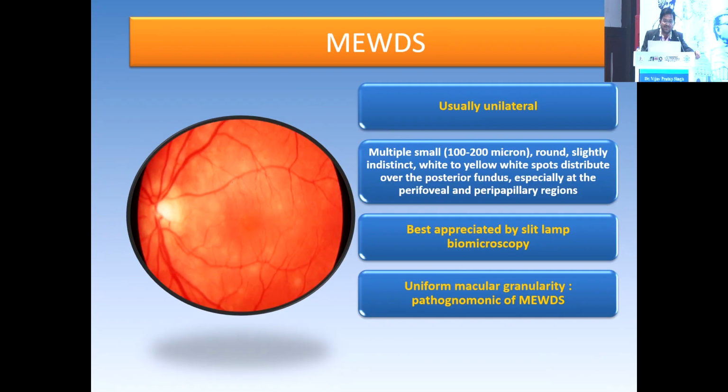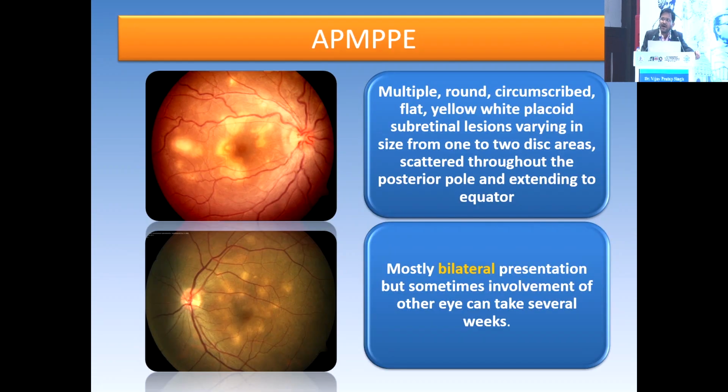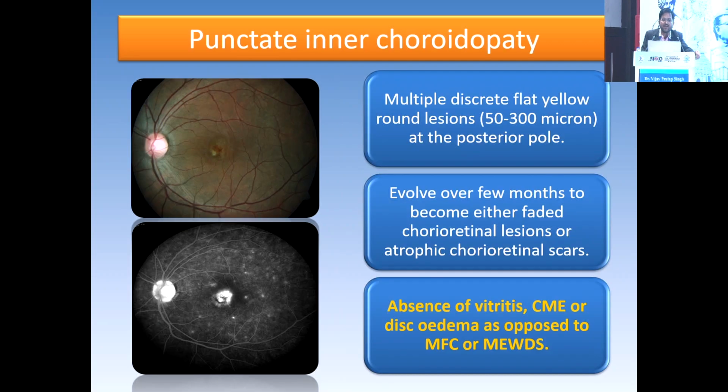Multiple evanescent white dot syndrome is usually unilateral, and has very subtle, small lesions seen over the posterior pole, involving the perifoveal and peripapillary regions, best appreciated by slit lamp biomicroscopy, and uniform macular granularity is the hallmark of MEWDS. APMPPE is usually bilateral, but sometimes the other eye involvement may take several weeks, and these are placoid yellowish-white lesions seen over the posterior pole and extending up to the equator.